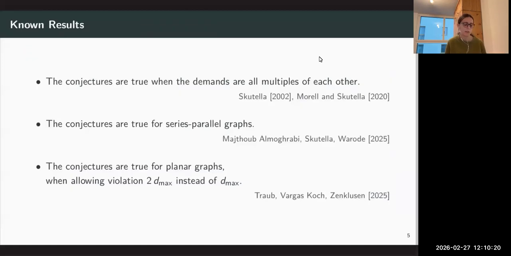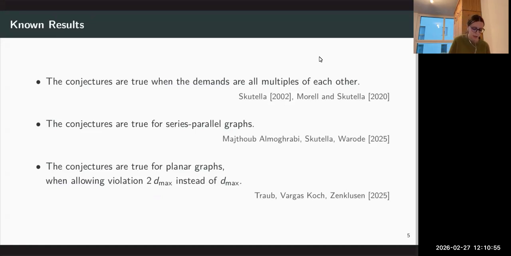So what is known about these conjectures? In general, as I said, it's widely open, but they are known to hold in some special cases. For example, we know that the conjectures are true when all the demands are multiples of each other, so if they have a very particular structure. We also know that the conjecture is true for series parallel graphs. And it's also true for planar graphs or even bounded genus graphs if we allow for a slightly larger violation, so if we allow a violation of 2 d max instead of d max here.